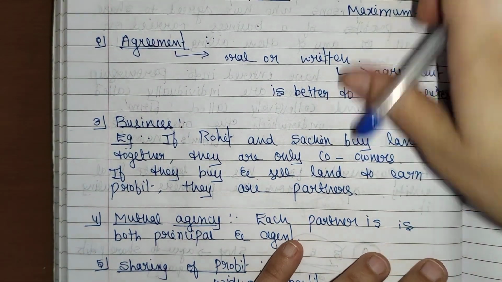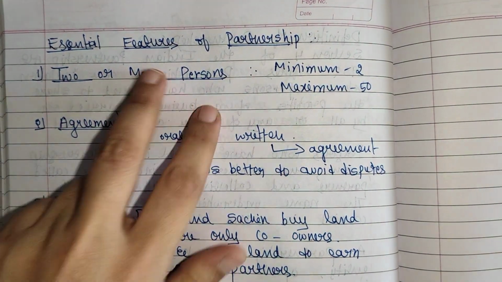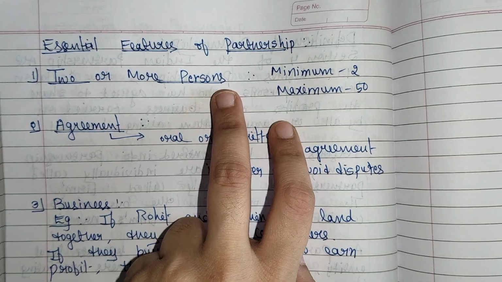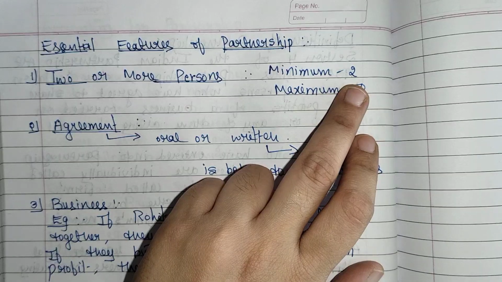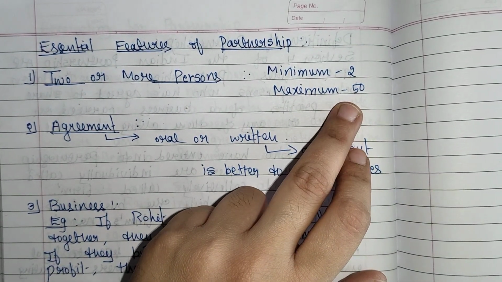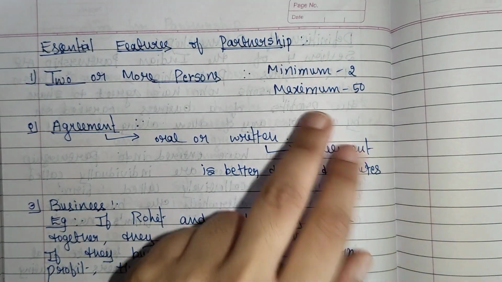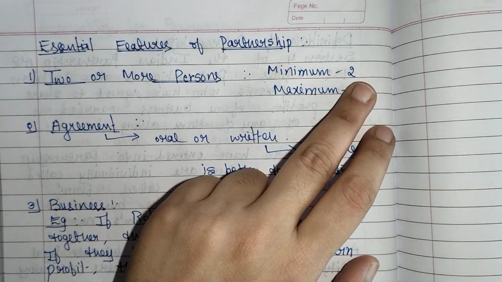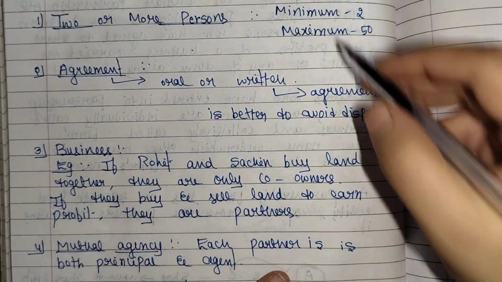Essential features of a partnership firm. See here, first feature is two or more persons. You know, right? To form a partnership, there must be at least 2 persons. Minimum is 2 and maximum is 50. Clear? The central government has prescribed the maximum number of partners in a firm to be 50. Minimum is 2 and maximum is 50. Clear? Remember this. This is very important.